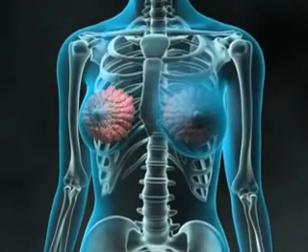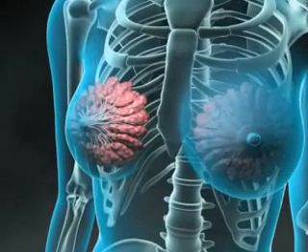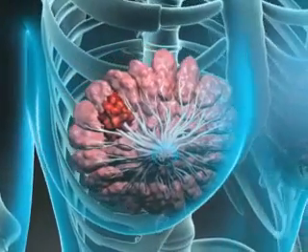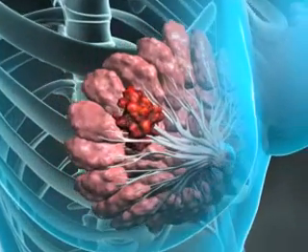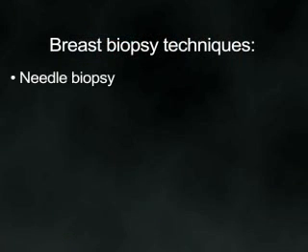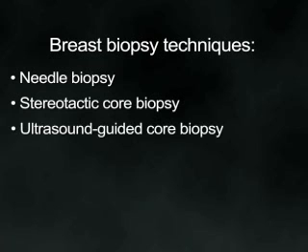A breast biopsy is usually performed to determine if a suspicious area or lump in your breast is cancerous. In this procedure, a sample of the suspicious tissue is removed so it can be examined in a laboratory. Breast biopsies involve one of 4 techniques: needle biopsy, which is generally done as an office procedure; stereotactic core biopsy, which is done under mammogram guidance; ultrasound-guided core biopsy; and surgical biopsy performed in the operating room.